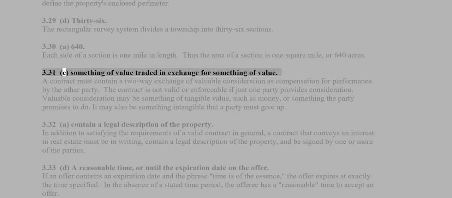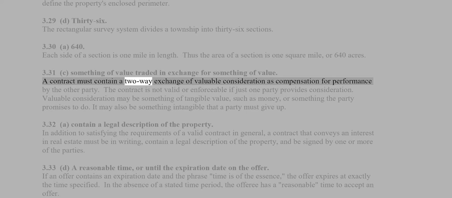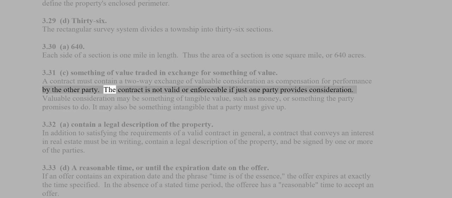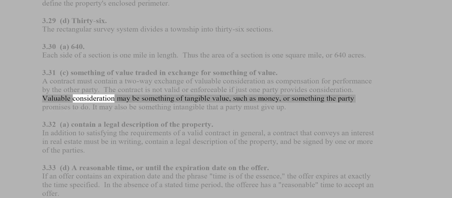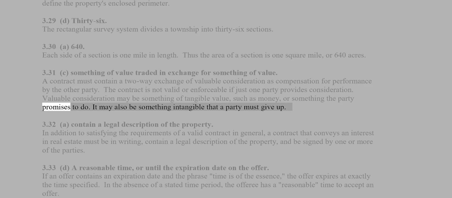3.31 C. Something of value traded in exchange for something of value. A contract must contain a two-way exchange of valuable consideration as compensation for performance by the other party. The contract is not valid or enforceable if just one party provides consideration. Valuable consideration may be something of tangible value, such as money, or something the party promises to do. It may also be something intangible that a party must give up.